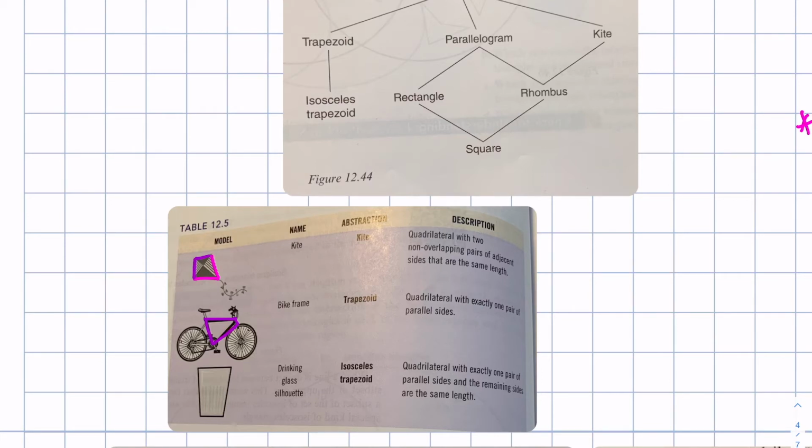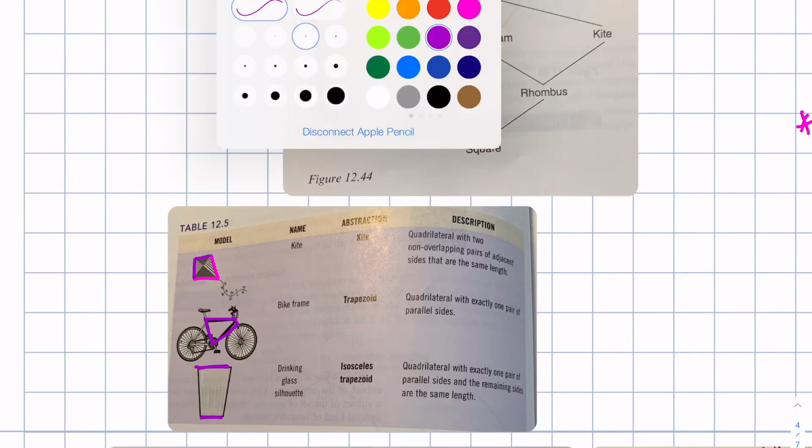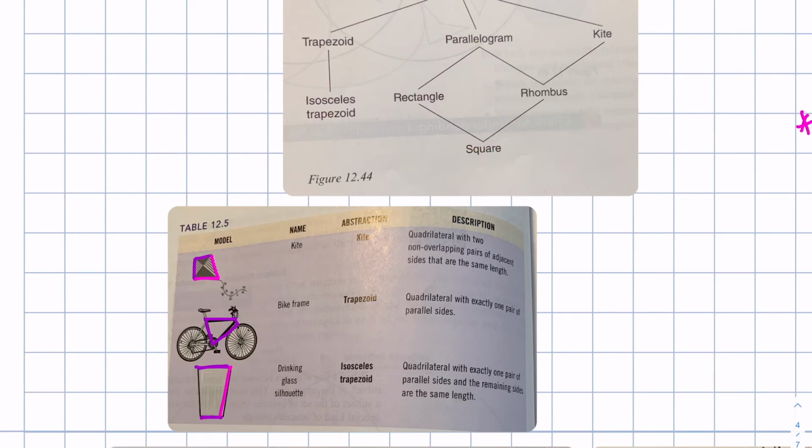And an isosceles trapezoid, they have modeled with a silhouette of a drinking glass. And it's a quadrilateral with exactly one pair of parallel sides, and the remaining sides are the same length. We have one pair of parallel sides. Here it's the top and the bottom of my drinking glass, and the remaining sides are the same length. Okay, so that is an isosceles trapezoid.